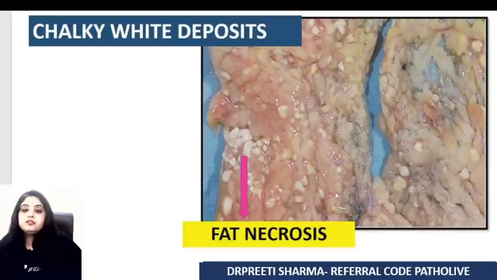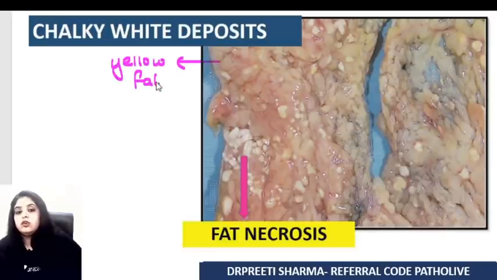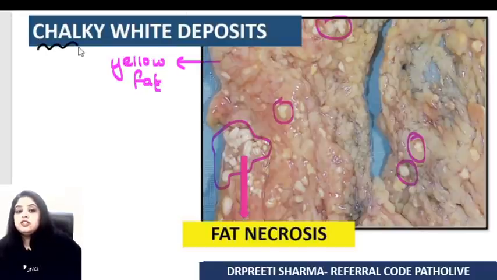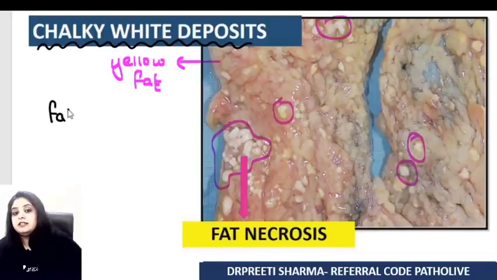Let's move on to the next picture where you see all yellow color fat. Everyone knows that yellow color is normal fat. There's nothing fancy about it. It's yellow in color. It's all fatty tissue. But then over here I see this area and these few areas here and there which are coming out white. If I start seeing chalky white deposits, this means fat has died. This means fat has undergone necrosis.